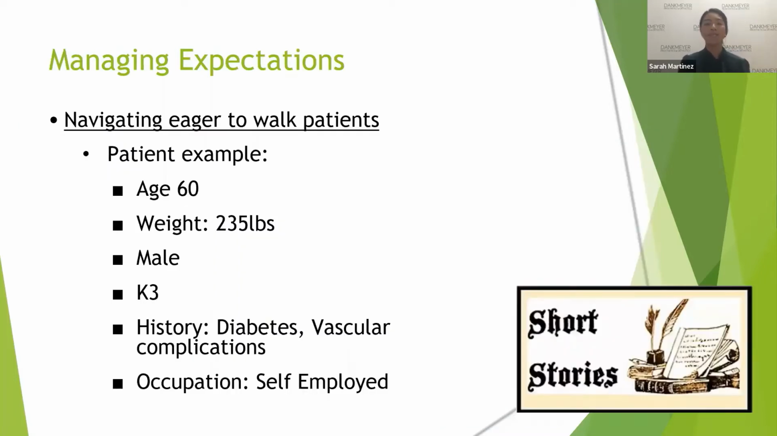All right, so short stories, managing expectations. I'm going to get into a quick little story here that I'll share with you all. Navigating eager to walk patients. So we have a quick background. The patient is 60 years old, the weight is 235 pounds, male, K3, or ability and potential to be a K3 ambulator, brand new patient. And he has a history of diabetes, vascular complications, and occupation self-employed.